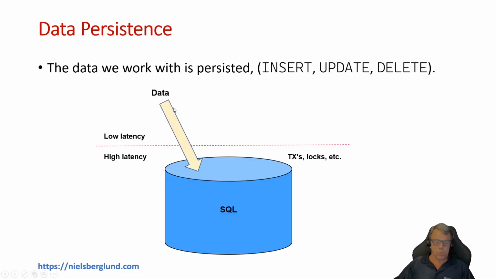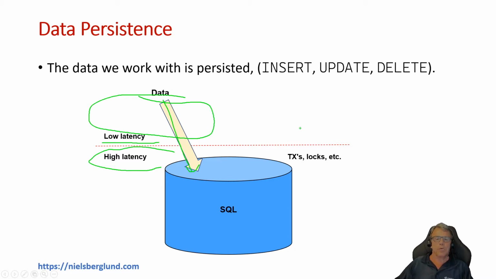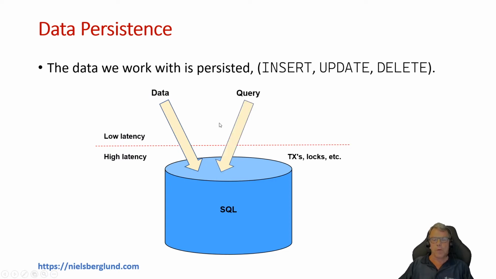If we look here, data comes in from the left-hand side, and we're in a very low latency environment, right? I should have really highlighted that one. But as soon as we come into the database, we're high latency, with transactions and locks, etc. Then what do we do with the data? We query the data, come down to the high latency transactions, locks, etc., and return results. I don't need to tell you how we work with data in SQL Server, but that's what we do.